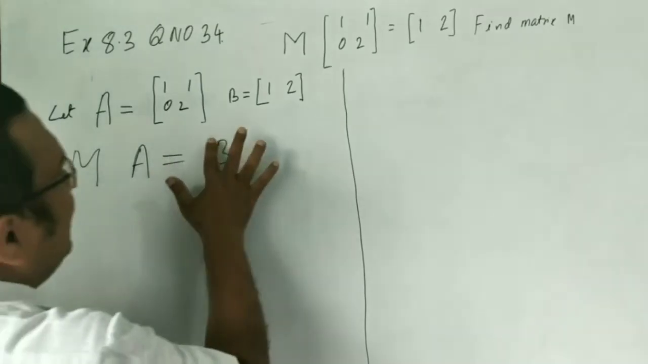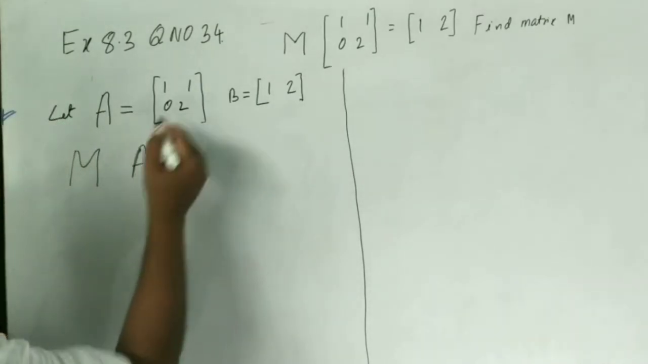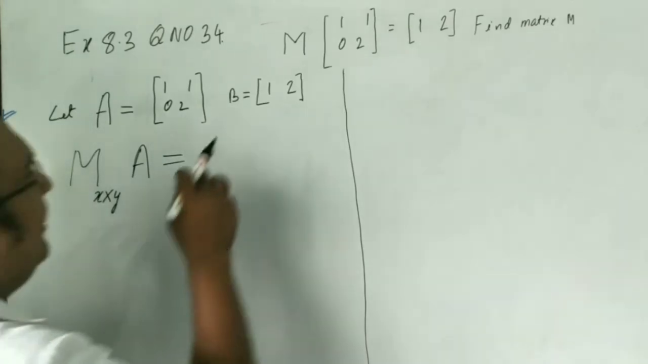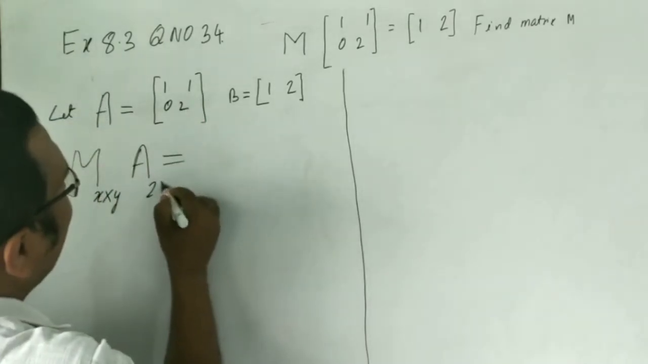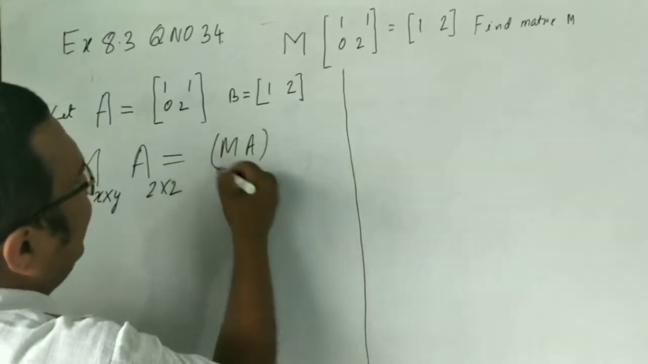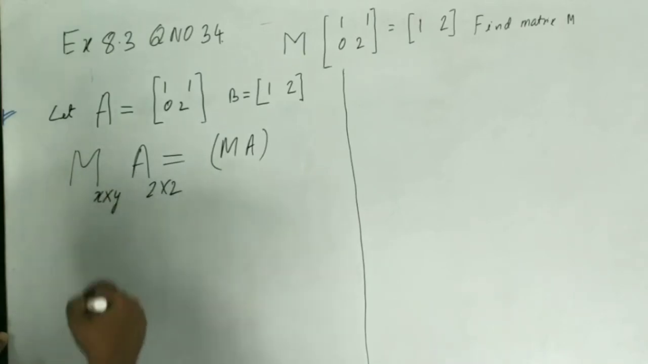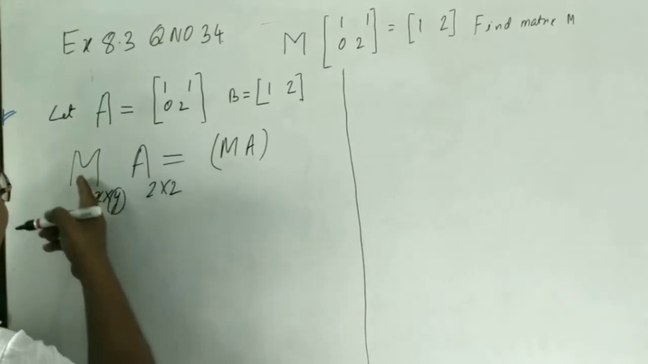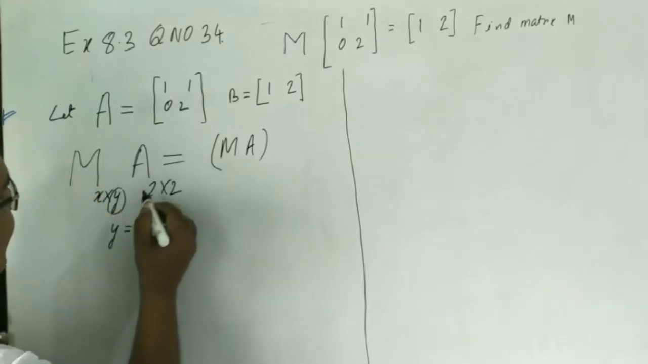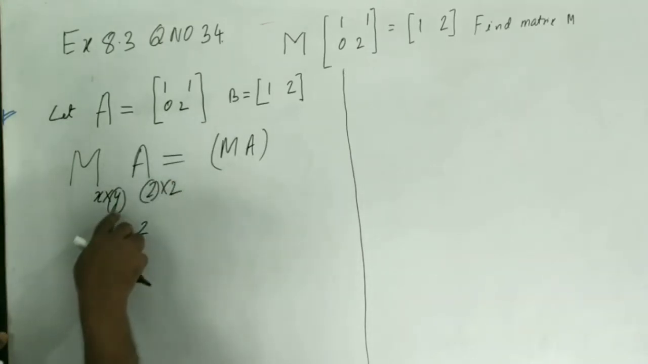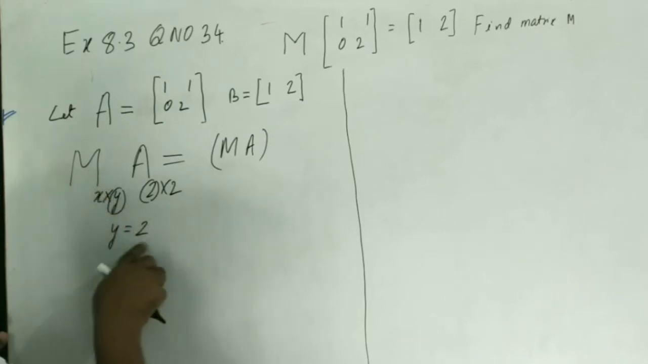So the order of matrix N, I have to find it. Let it be X by Y. Order of matrix A is 2 by 2. So you have studied what will be the order of this NA. Now we know that number of columns in the first matrix will be equal to number of rows in the second matrix. So Y is equal to 2. So number of columns in the matrix N will be 2.